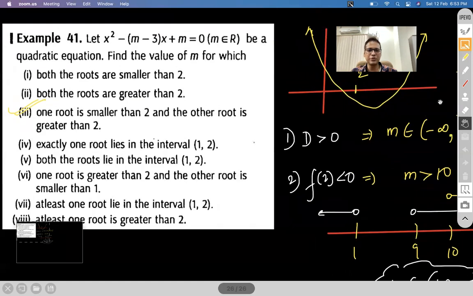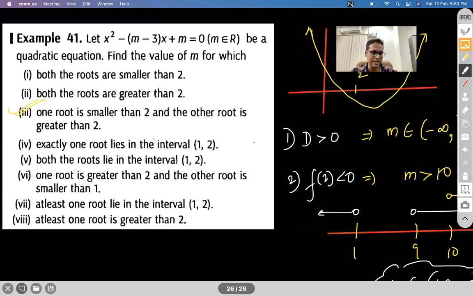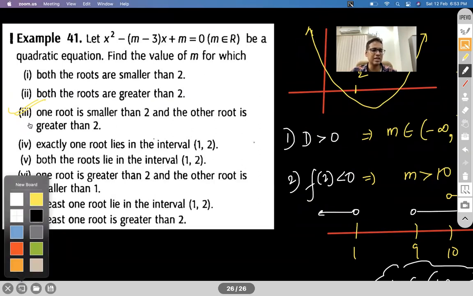So this was our situation where one of the roots is higher than a number and the other root is lesser than the same number. That means that number lies between the roots. Next, fourth situation.